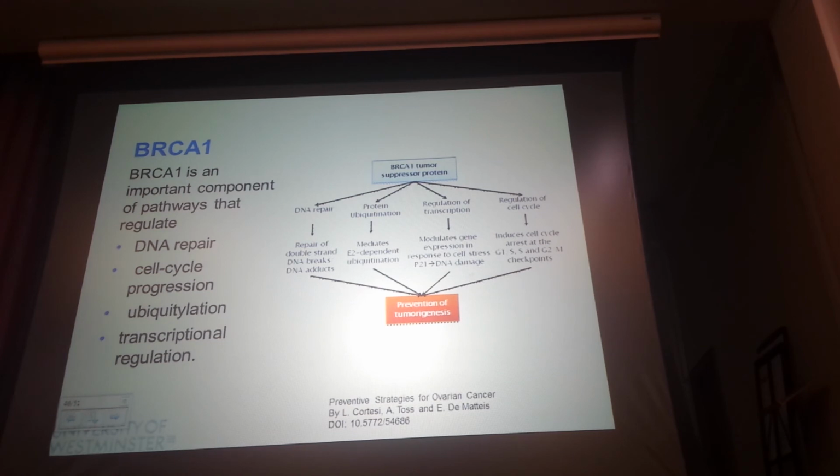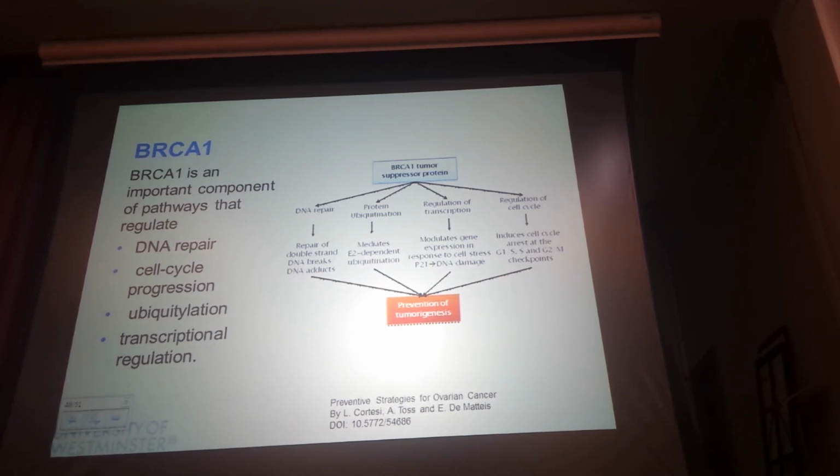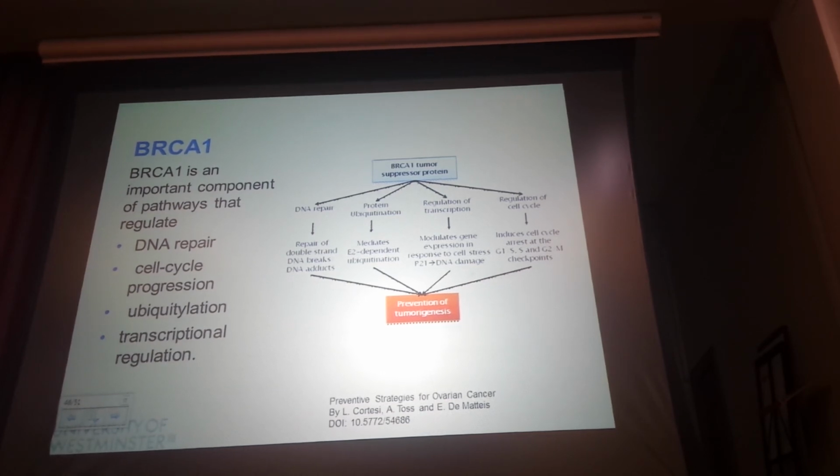BRCA1 is an important component of pathways that regulate, and that goes back to the discussion we had before, DNA repair, cell cycle progression, methylation and transcriptional regulation. So it's really important. That's why when you have a mutation in one of these genes, it dysregulates the whole normal cells.